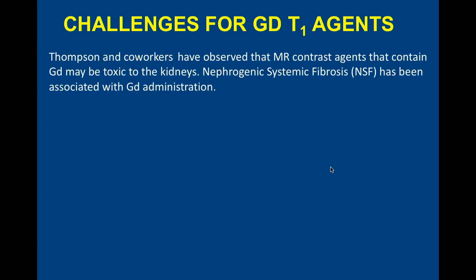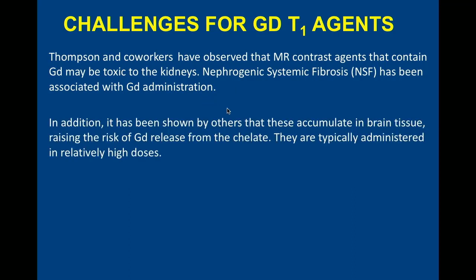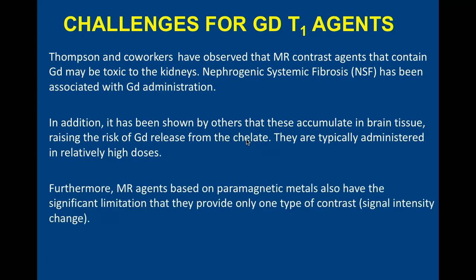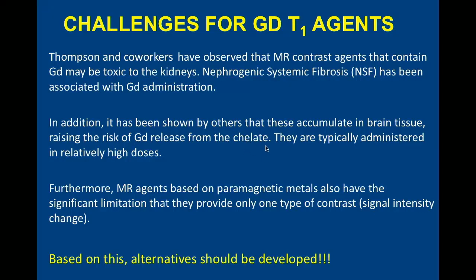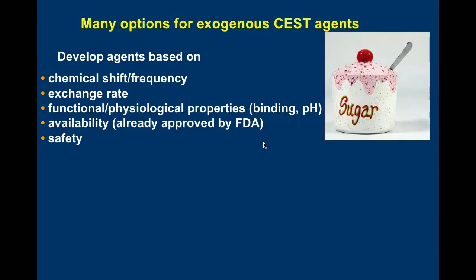People have long used gadolinium, but of course, Henrik Thomsen and coworkers noticed that for patients with bad kidneys, nephrogenic systemic fibrosis can occur, which is associated with gadolinium administration. In addition, with a number of different administrations of gadolinium, this gadolinium will accumulate in brain tissue over time, which raises safety concerns. And so there is some interest in developing alternatives to gadolinium.